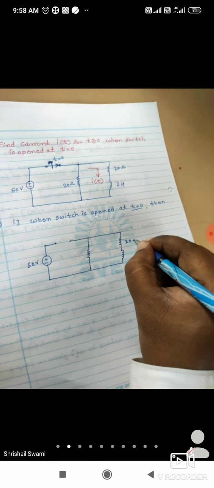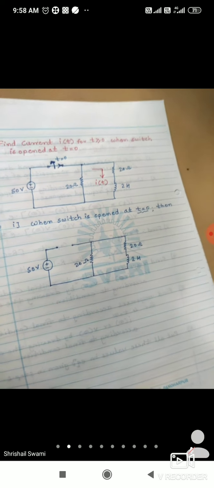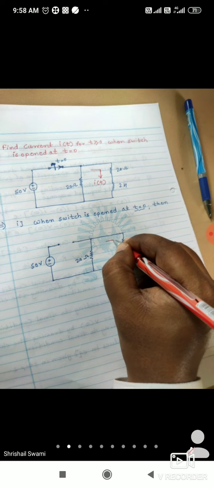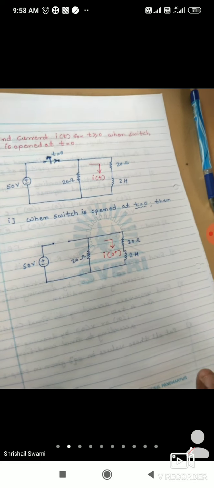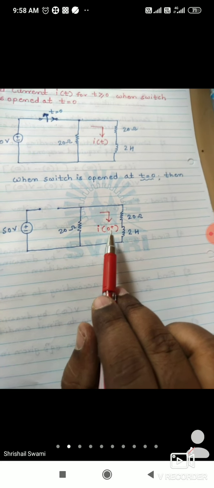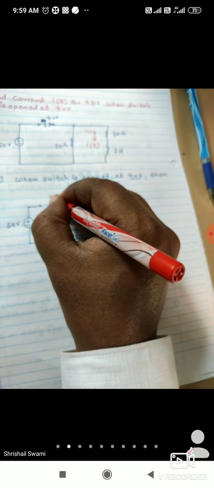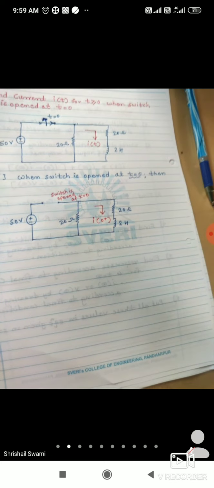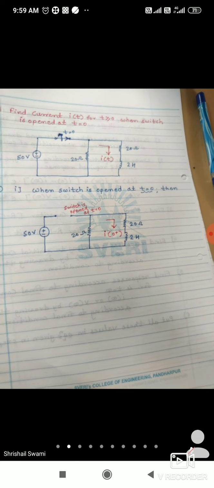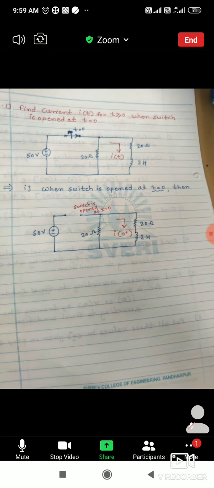So this is the 20 ohm. This will be 2 Henry and this will be 20 ohm. So you have to find out this current, that is I of 0 plus now. For time 0 plus, what will be the current passing through this path, that you have to find out. Means the switch is open here, at t is equal to 0. So how to find out I of 0?